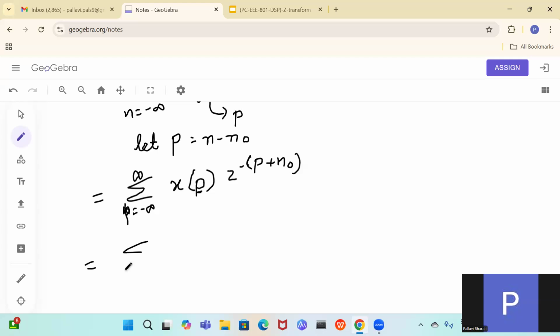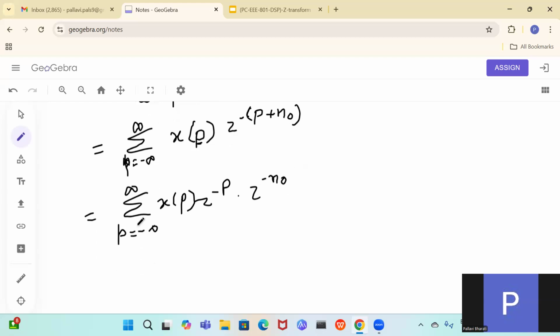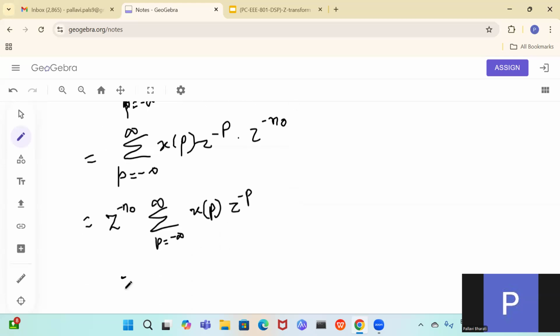Now just see over here. You can break the exponent, that is z to the power minus of p plus n naught, into two parts. You can write it as z to the power minus p into z to the power minus n naught. Since n naught is not varying, only p is varying, you can take it out of the summation. You can write over here z to the power minus n naught, summation p equals minus infinity to infinity x of p z to the power minus p. So this is now the Z transform. So we can write it simply as z to the power minus n naught into X of z. This is how it is proved.